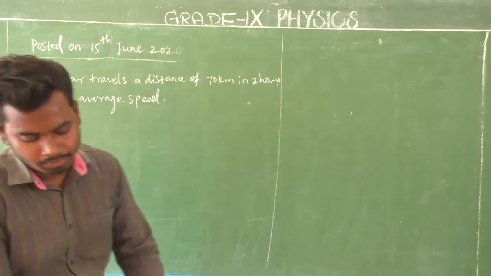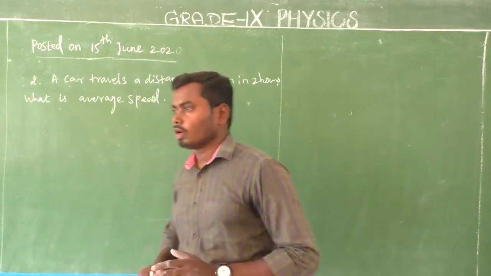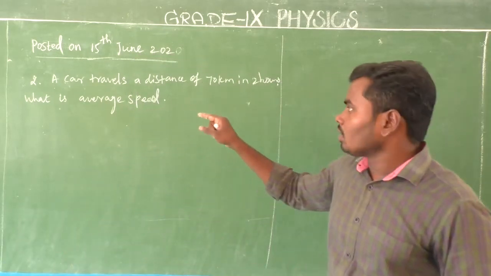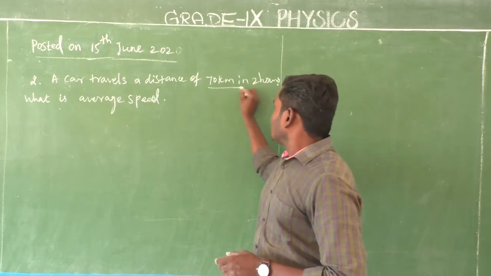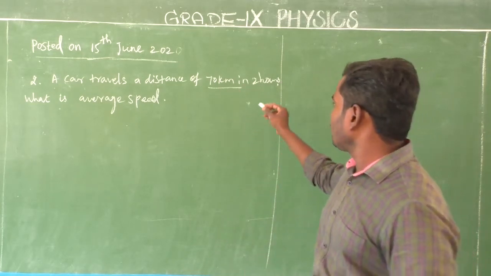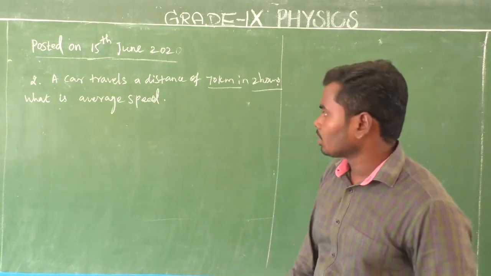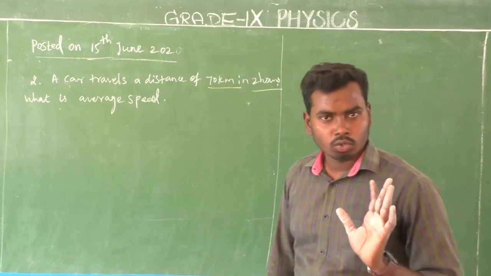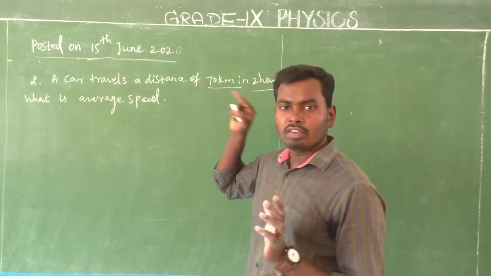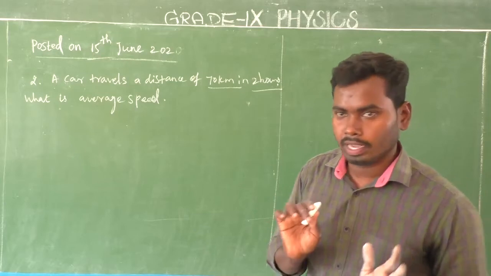This is the second question. It's very easy. Look here. A car travels a distance of 70 kilometers in 2 hours. The time is 2 hours. So what is the average speed? That is the question. Is it clear? So what quantity do we need to calculate? That is average speed.